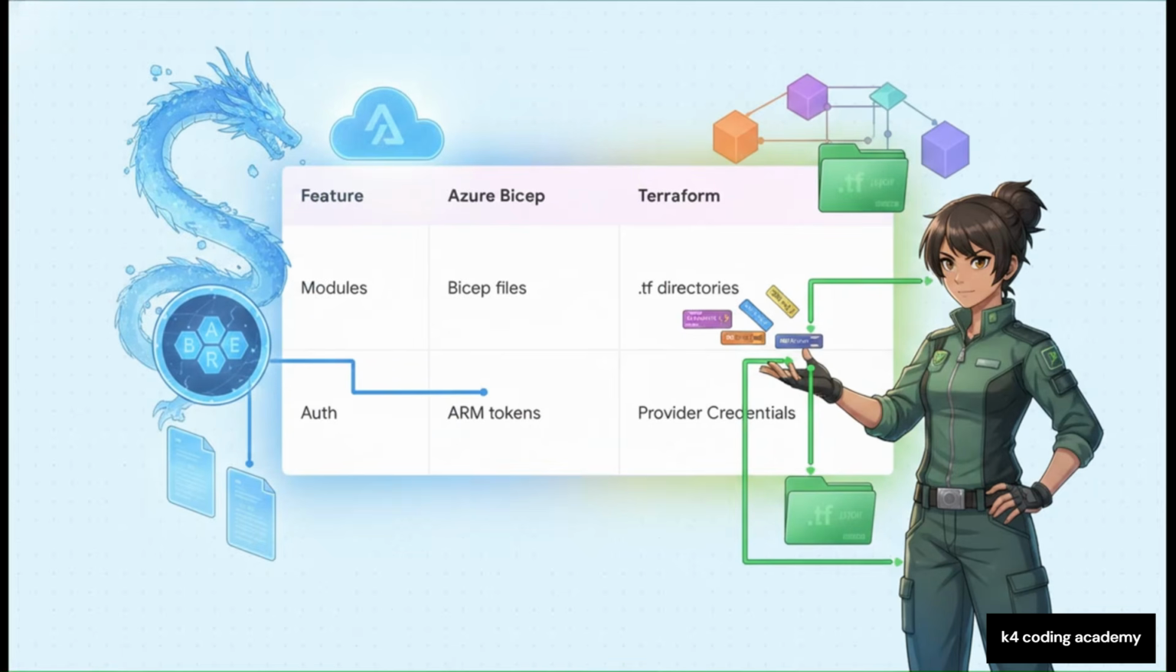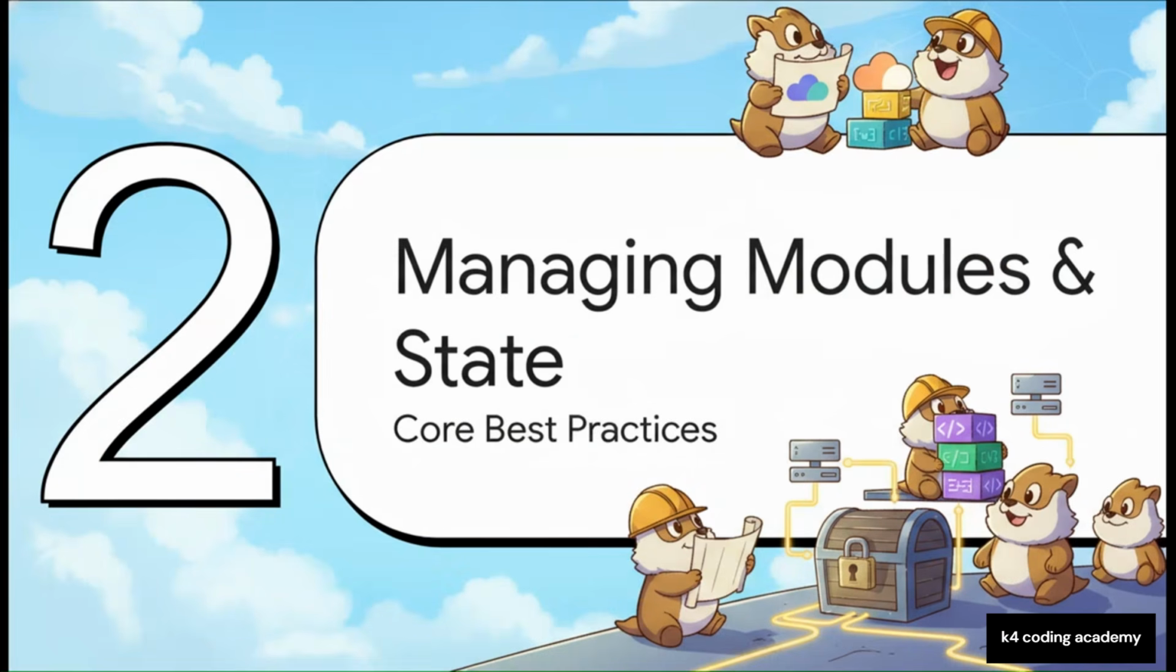Now think of their different approaches to modules and authentication like a quick cheat sheet for your DevOps team. For modules, Bicep basically just strings together other Bicep files, while Terraform packages up whole directories of files. And for authentication, Bicep leans entirely on Azure Resource Manager, or ARM, authorization tokens. Terraform, however, authenticates each API based on provider credentials. So if you're rocking a hybrid or multi-cloud strategy, Terraform letting you use multiple credentials in a single configuration is a massive, massive advantage.